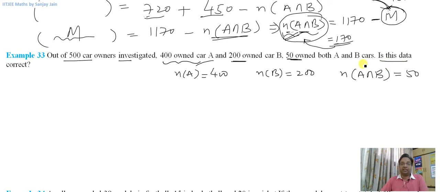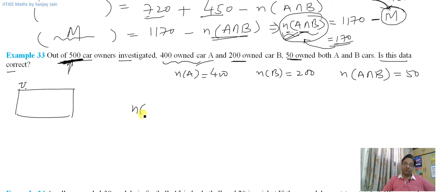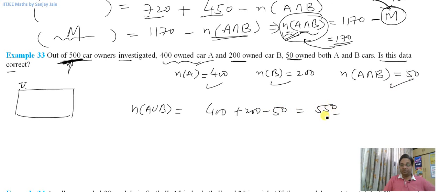Now, is this data correct? The total number of owners who were investigated is 500. So this is my universal set, okay? There cannot be anything above that, because everything has to be a subset of this universal set. So let me first of all find A union B. It will be equal to the sum of these, that is 400 plus 200, and then I'll have to subtract the common elements, so it is equal to 550.